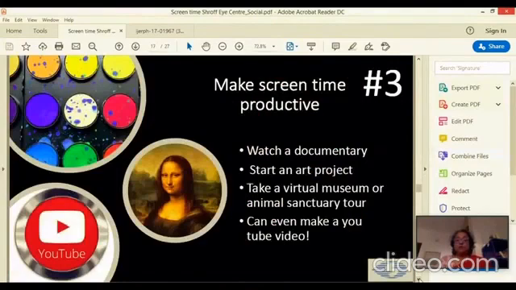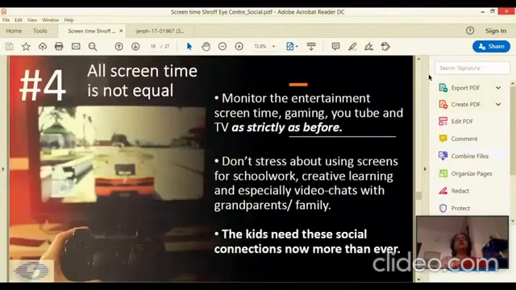So also make the screen time productive. Maybe watch a documentary, start an art project together, make a YouTube video together, go tour a museum or a zoo together. Don't let the child on his or her own with the gadget. And monitor the entertainment, screen time, gaming, YouTube, and TV as strictly as before. It doesn't mean just because you have more time at home, you just go berserk.